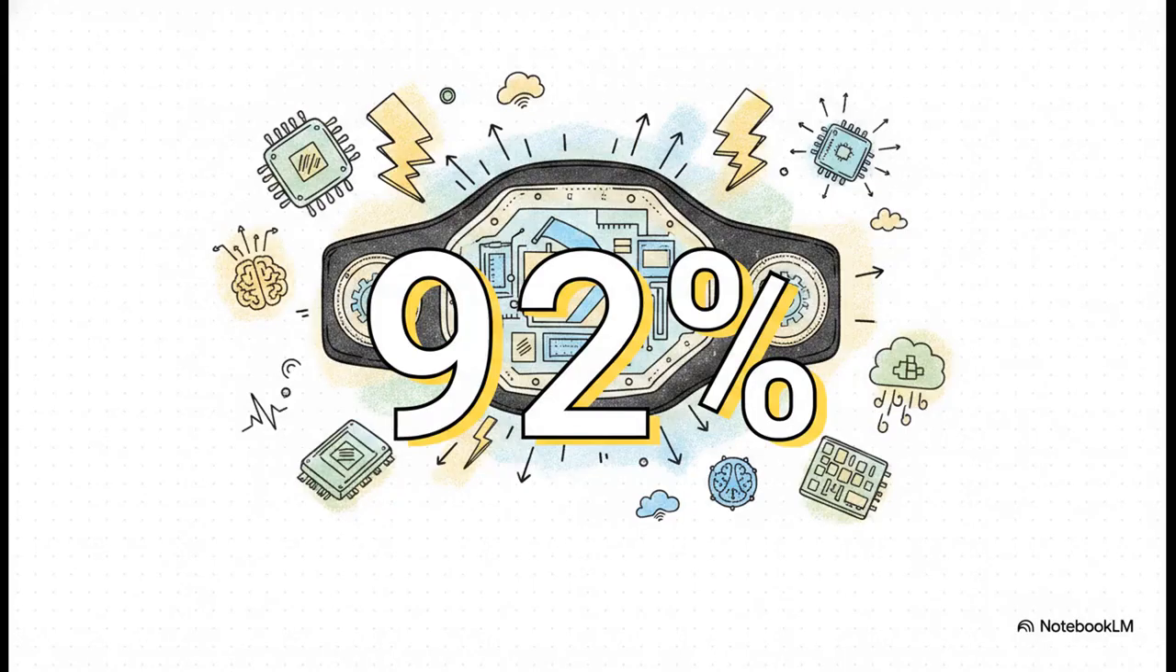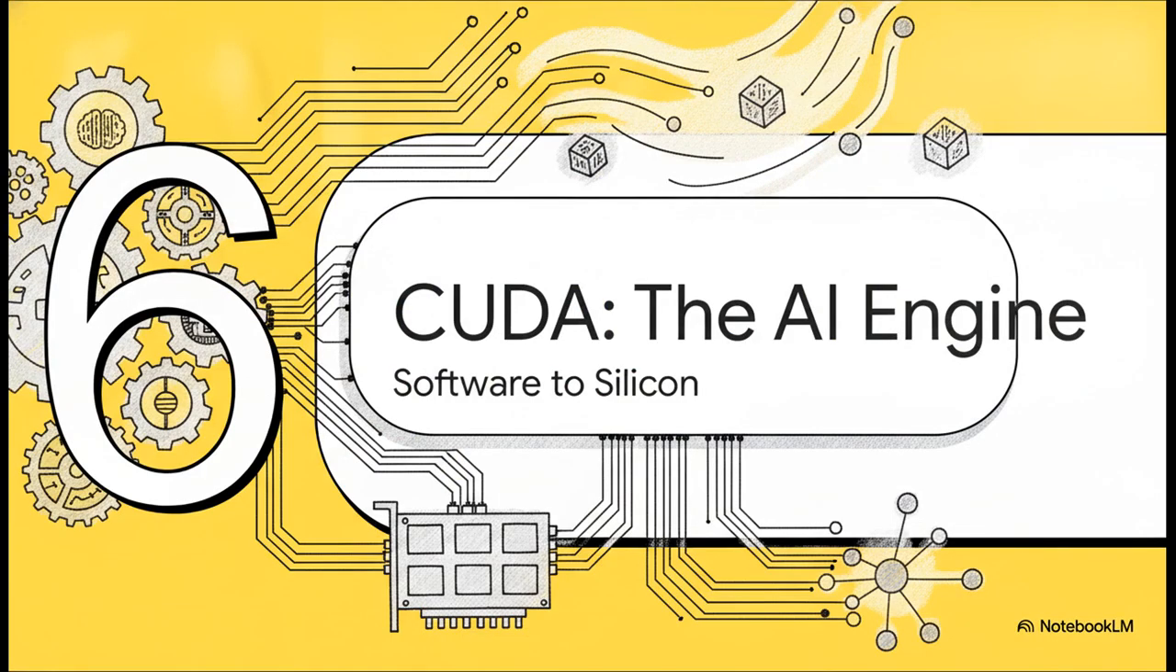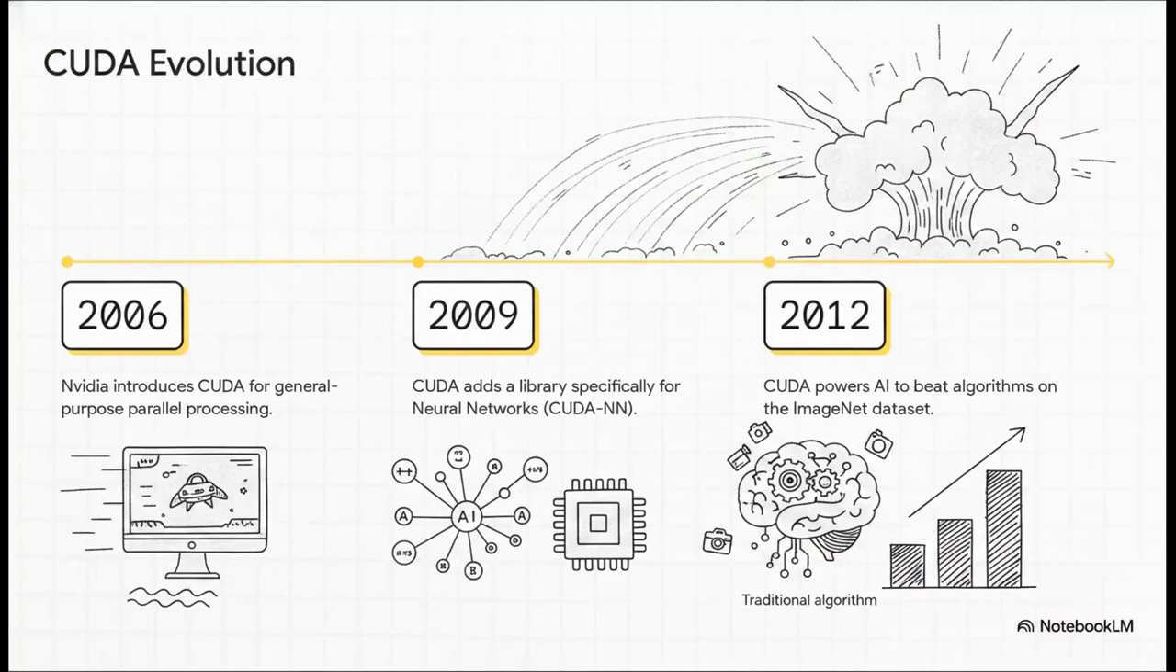Because of this continuous hardware dominance and wild innovation, NVIDIA currently holds a staggering 92% market share in the AI computing space. They are, without a doubt, the undeniable heavyweight champions of the parallel processing world. Section 6. CUDA, the AI engine, connecting software to silicon. But all that amazing hardware is basically a paperweight without the right software to run it.